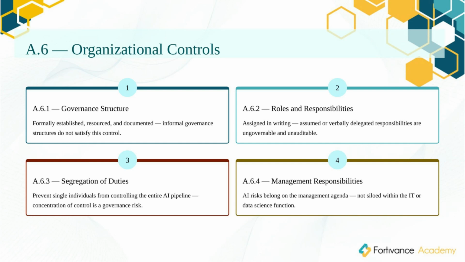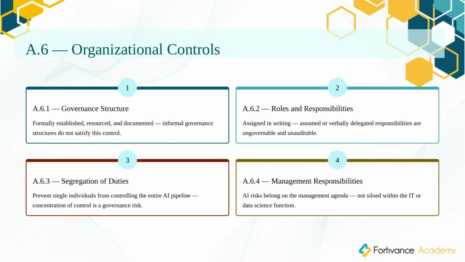A.6.2 requires that roles and responsibilities are clearly defined and communicated. The evidence includes your RACI matrix, job descriptions that include AI governance responsibilities, and records of role assignments. A.6.3 requires segregation of duties, preventing any single individual from having unchecked control over an entire AI system from development through operation. The evidence is your RACI design and the operational records showing that the segregation is enforced.